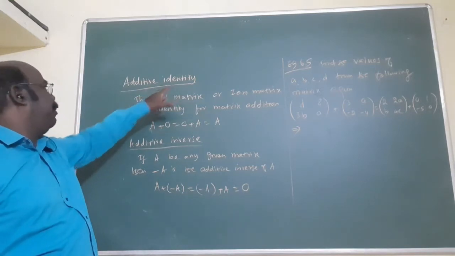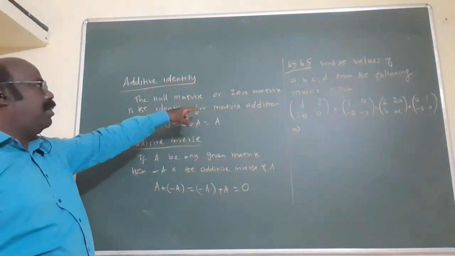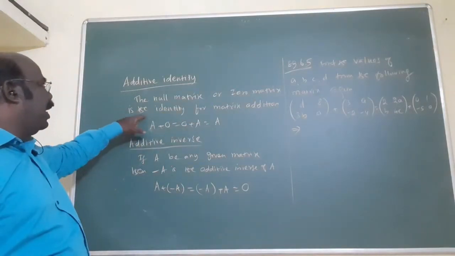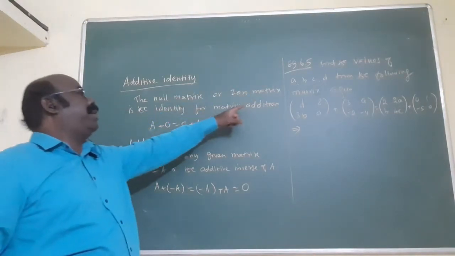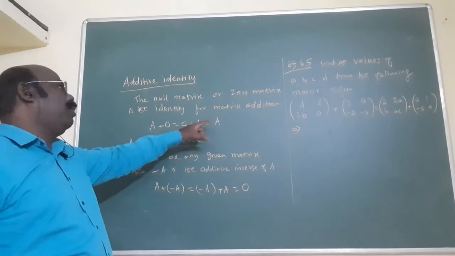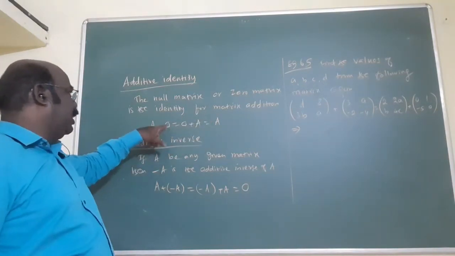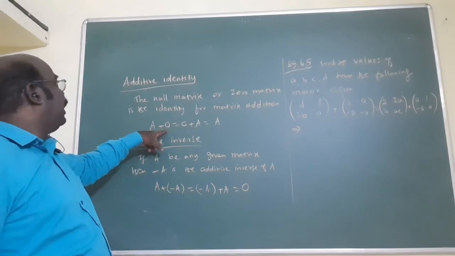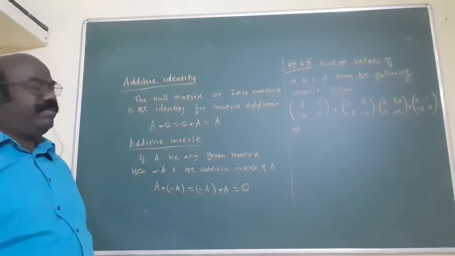Additive identity. The null matrix or zero matrix is the identity for matrix addition. A plus zero matrix, or zero matrix plus A, equals A. Then O is the zero. O is the additive identity of the matrix A.